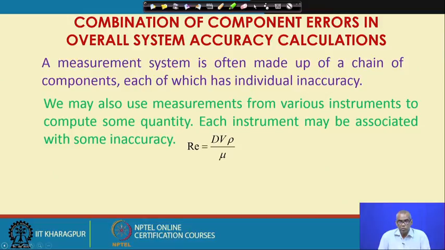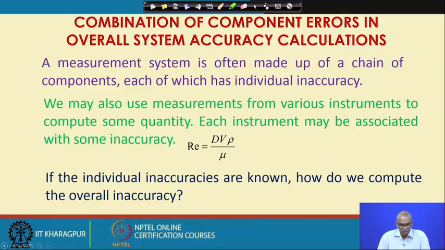Now, you can use various instruments to measure the diameter of the pipe, velocity of the flow, density and viscosity of the liquid. Then compute Reynolds number as d V rho by mu. Now, each of these measurements is associated with some error. So, how do you combine these errors to compute the overall error in the computation of Reynolds number? If the individual inaccuracies are known, how do you compute the overall inaccuracy?